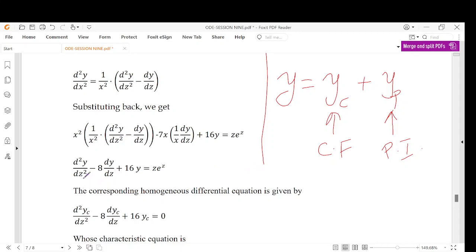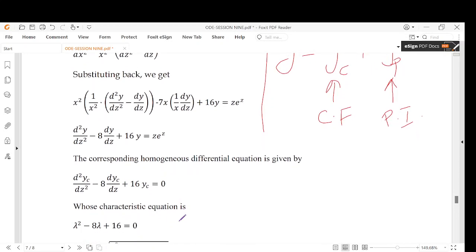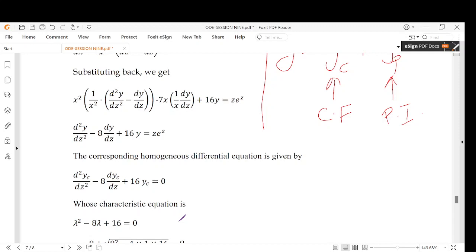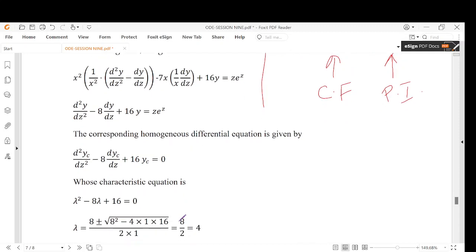So in this case, we need first to find the corresponding homogeneous differential equation, where we only replace the term here on the right hand side with 0. So we have a second order homogeneous differential equation. The solution to this will be known as the complementary function. And that one can be solved by first we obtain the characteristic equation.